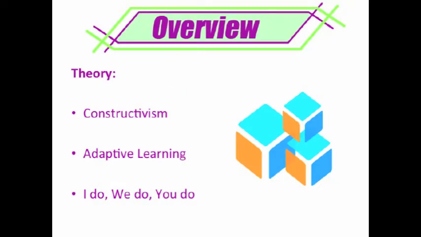I use three theories as the foundation for my design. Constructivism is the idea that students learn best by doing, which led me to create a system of practice for them to improve. Adaptive learning is the idea that the content can adjust to the learner. An adaptive learning system can provide extra practice with areas of need and adjust the difficulty and complexity of the practice problems it generates. I do, we do, you do is an instructional model for presenting information to students by demonstrating a concept, guiding students through its application, and then having them practice it on their own.